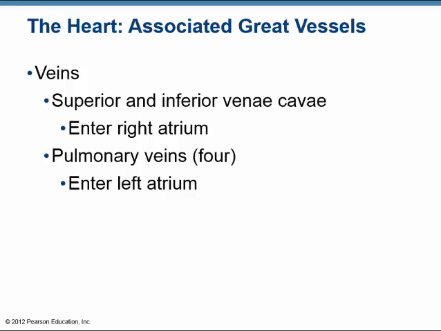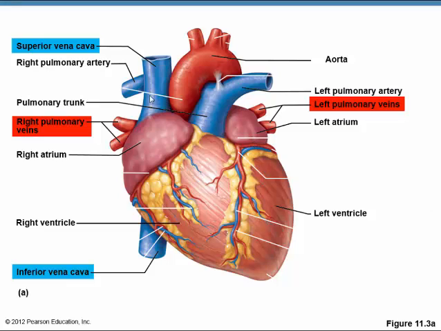Major veins of the heart include the superior and inferior vena cava. These enter the right atrium, and the pulmonary veins enter the left atrium. So here you see the superior vena cava and the inferior vena cava entering into the right atrium, and 1, 2, 3, 4 pulmonary veins, 2 on the left, 2 on the right, joining into the left atrium.